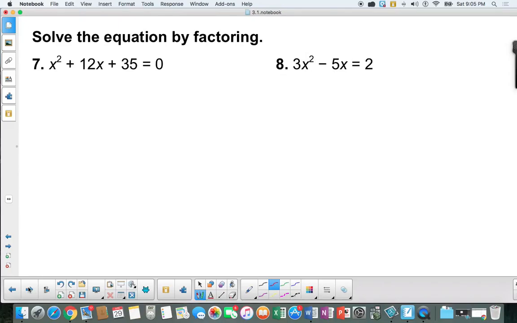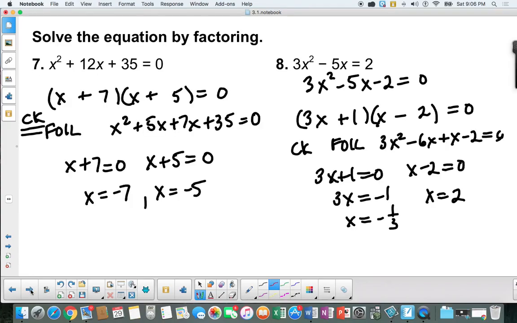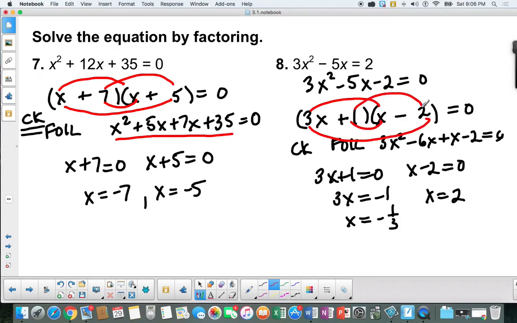Okay, your turn. Solve the equation by factoring. Stop the screencast and see what you can do. And here's the answer. One of the things you're going to have to check your work on is first, outer, inner, and last. You've got to make sure that when you multiply it out, you get back to your original equation. Otherwise, you haven't factored correctly.